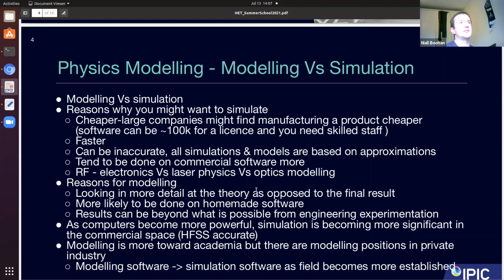Yeah, modeling will tend to be more towards academia because you're looking more at the theory, and often you find modeling or simulation software will have started as modeling software in a research group, and then over time the research group will perfect the software. They'll start a company, they'll start to sell the software. So software often moves from modeling to simulation.